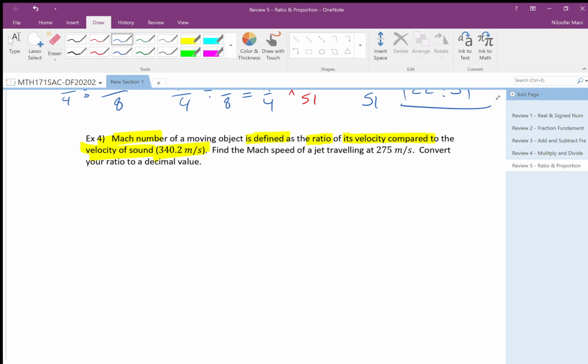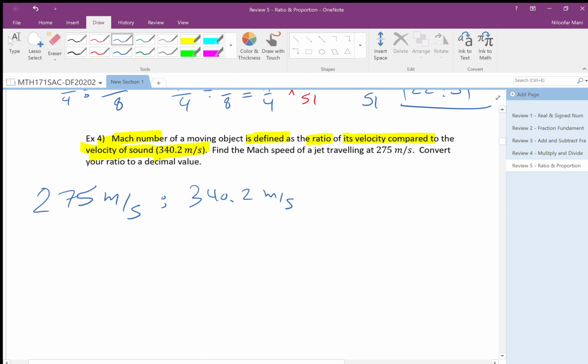So find the speed of the jet traveling here with this velocity. Okay, so the Mach number of the moving object is the velocity of the object divided by, or compared to, the velocity of sound. We compare them. So it says compare your ratio to a decimal number, which means you really have to use your calculator and divide it. Okay, so it is 275 meters per second compared to 340.2 meters per second.